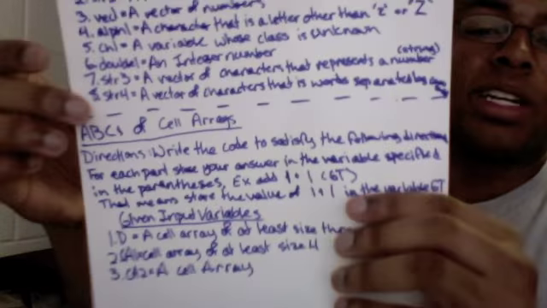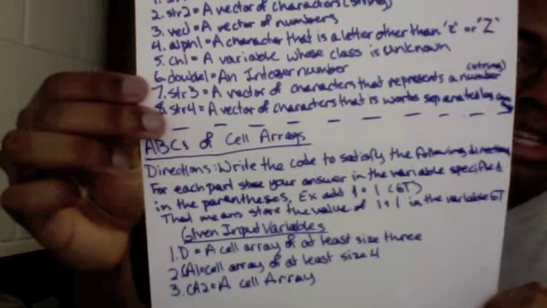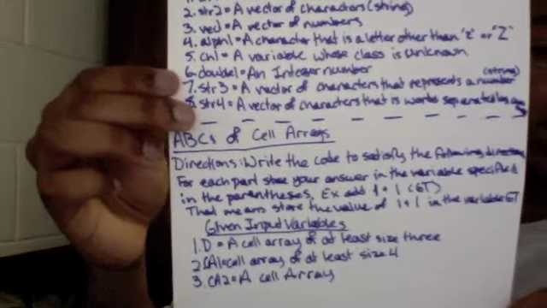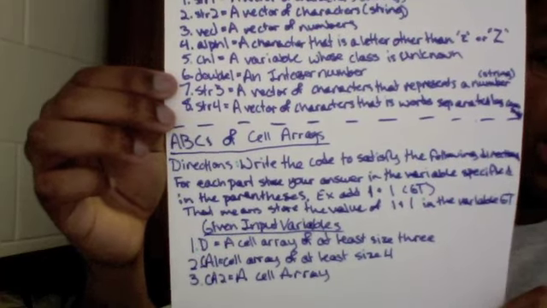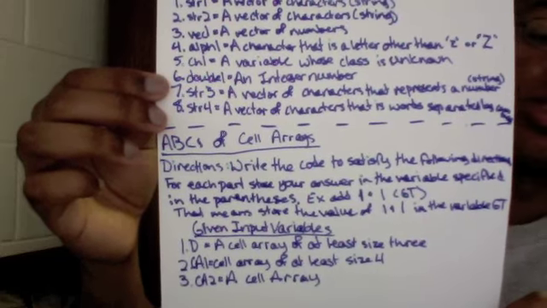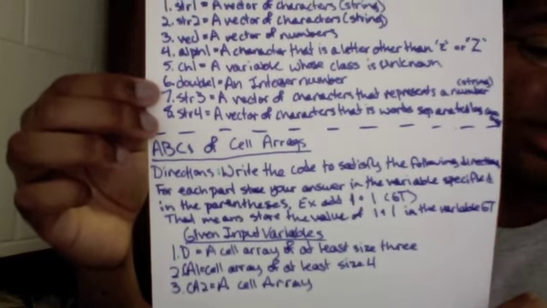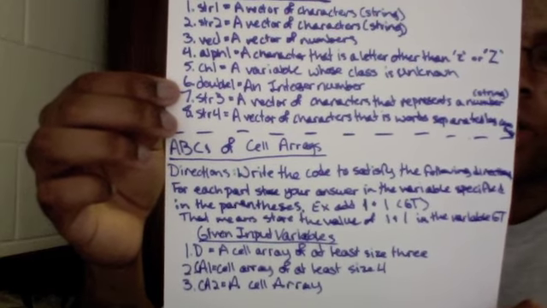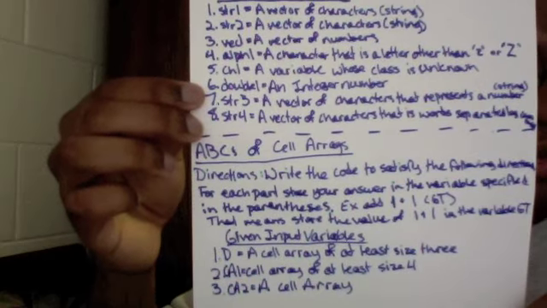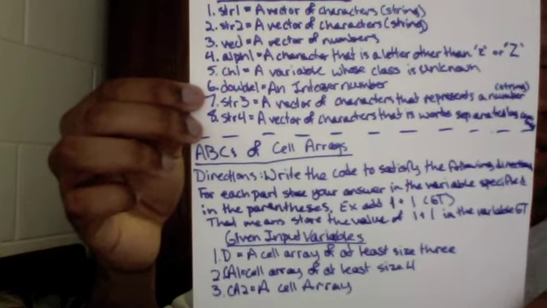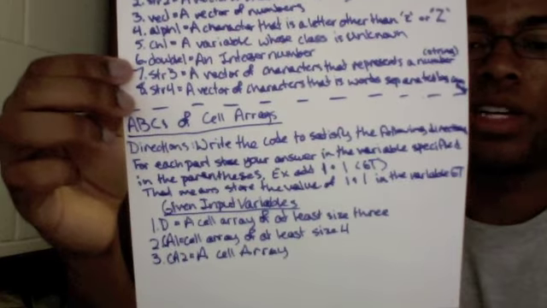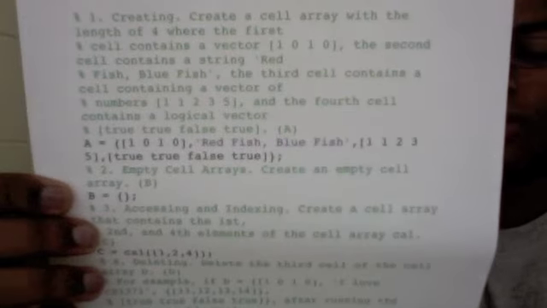Going on again, we have the directions for ABCs cell arrays. It says write the code to satisfy the following directions for each part. It's the same as ABCs strings, but this time we're given cell arrays. So this time our input values are D, which is a cell array of at least size 3, CA1, which is a cell array of at least size 4, and CA2, which is simply a cell array. And going into what that would look like in the homework file sent out, we have this.